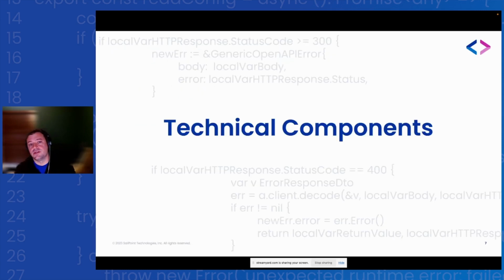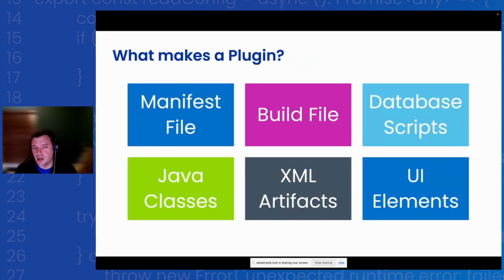So let's get into the technical components. All right. So I mentioned it's like a Swiss Army knife, multi-tool. What makes a plugin? So first, you've got a manifest file. The manifest file is basically the coordinator of all the other components we're going to talk about. This is what tells IdentityIQ where certain classes are, which snippets it can run, the name of the plugin, the version of the plugin, everything about the plugin shows up in the manifest file.